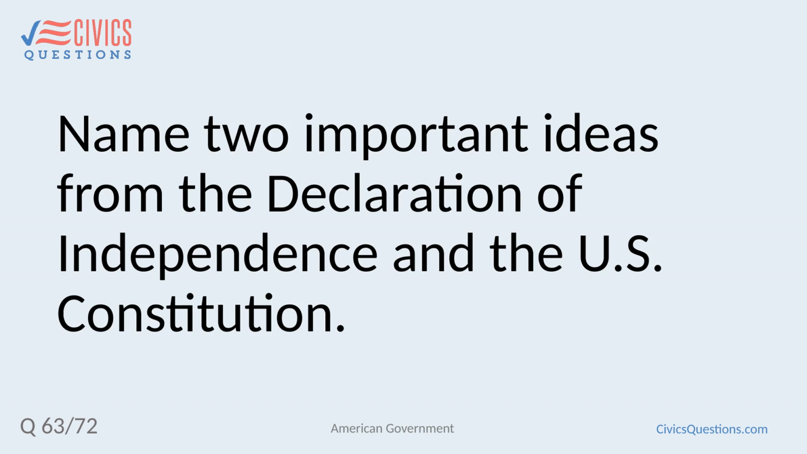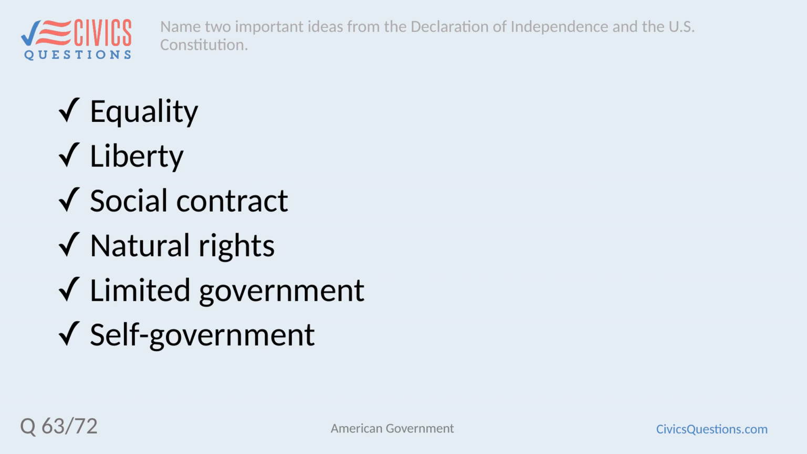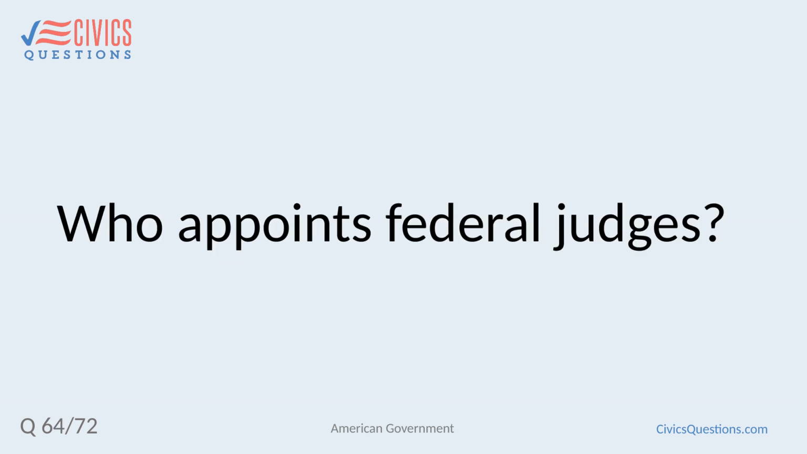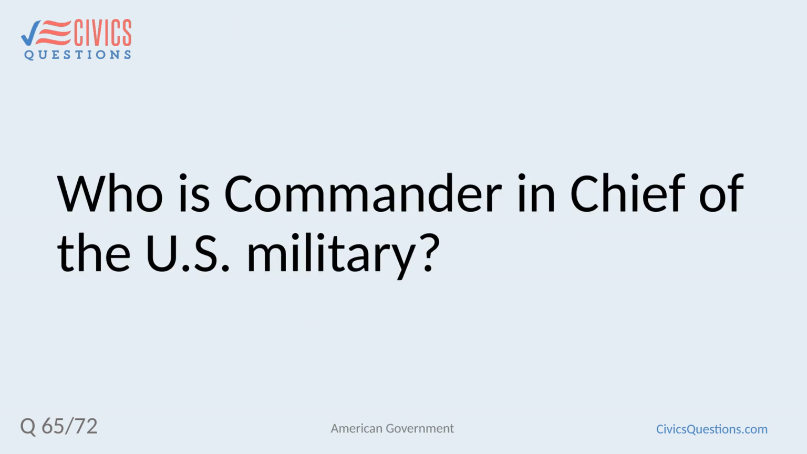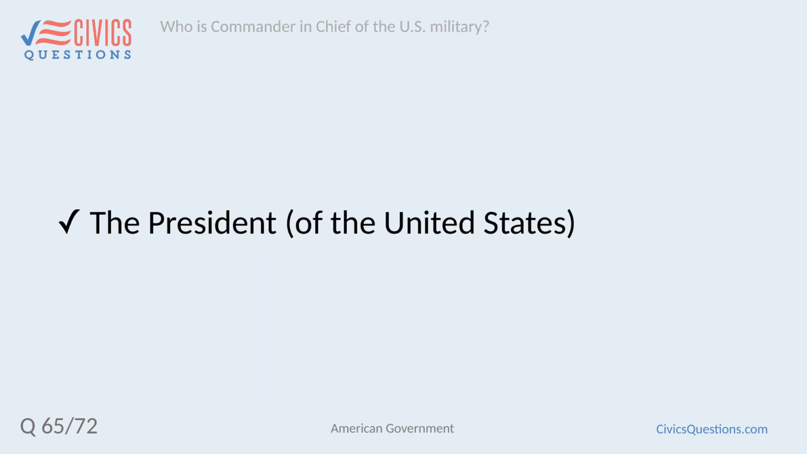Name 2 important ideas from the Declaration of Independence and the U.S. Constitution. Equality, liberty, social contract, natural rights, limited government, self-government. Who appoints federal judges? The President of the United States. Who is Commander-in-Chief of the U.S. military? The President of the United States.